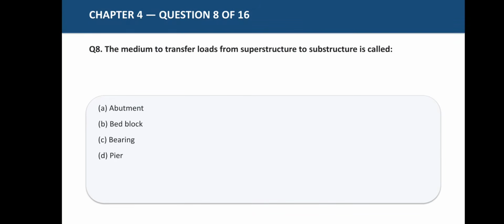Question 8. The medium to transfer loads from superstructure to substructure is called what? Option A. Abutment.